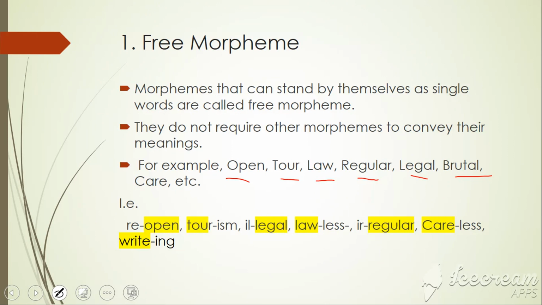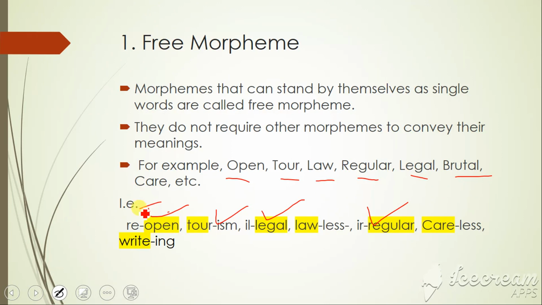To consider this concept of free morpheme, we have some other words like reopen, tourism, illegal, irregular. These are all words. With the assistance of these words, we will try to understand what a free morpheme actually is. The word that is the base form of the word and that can exist without the bound morpheme that is attached to it, we can understand with these examples.